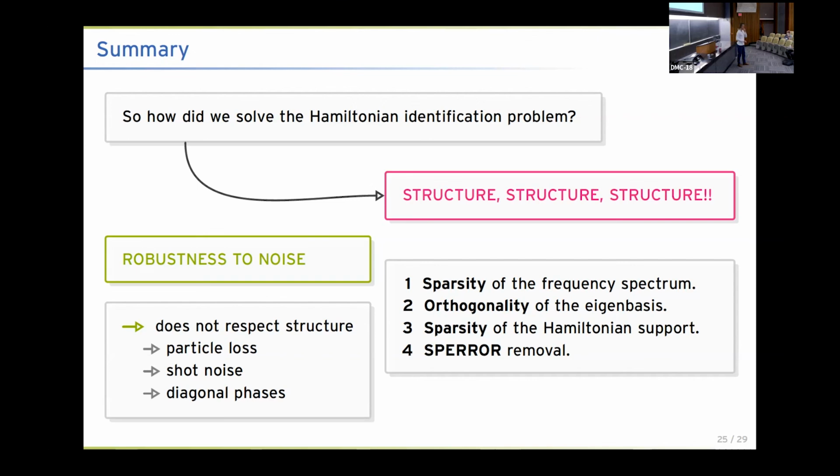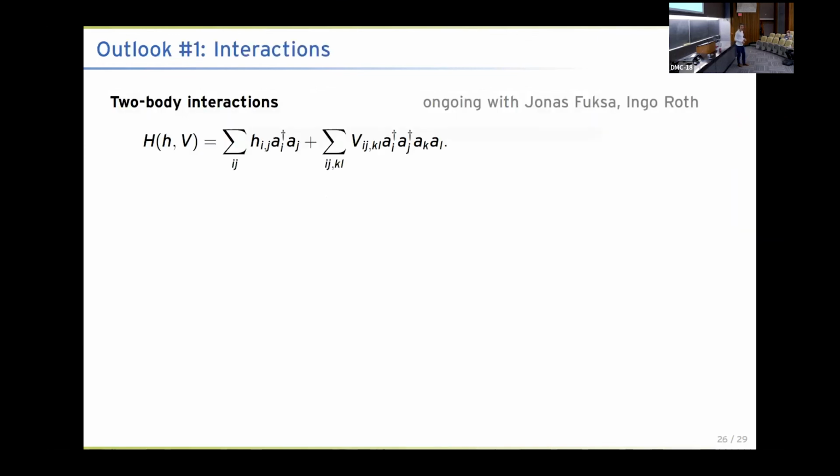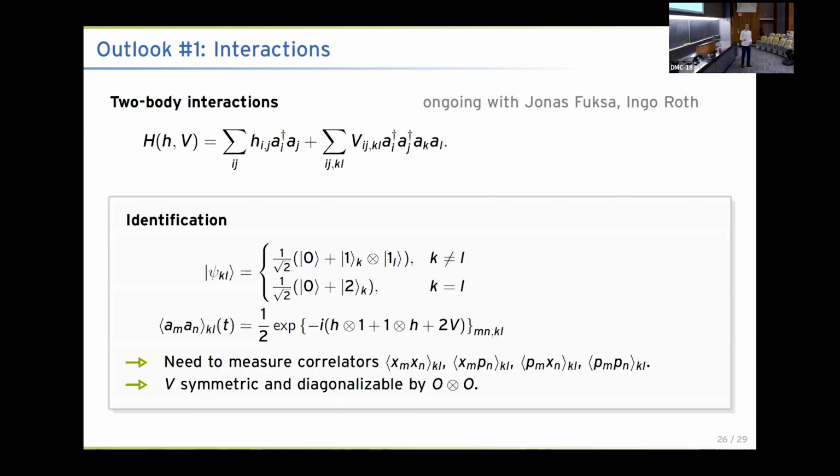Okay, so I wanted to spend the last few minutes talking about some outlook things that we're working on. One of those things is looking at two-body interactions, right? We looked at just non-interacting Hamiltonians. We're also looking at two-body interactions now. And you can play the same game. Two-body interactions are in the two-particle sector. So now you go to the two-particle sector, you prepare two excitations. And this scales now quadratically or probably quartically in terms of the data in the number of qubits. So you might not want to do this for 20 qubits, but maybe you want to do it for 5 qubits. We haven't tested that yet, I should say, but this is how you would do it.